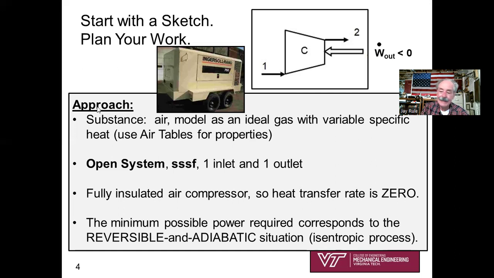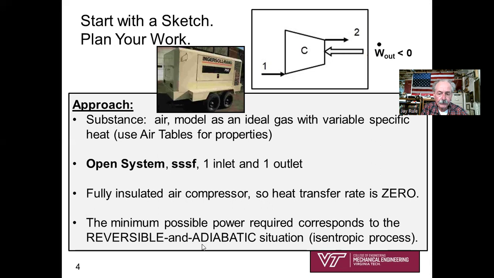So let's just write down things we know about this problem statement. Our substance is air, and we're going to model our air as an ideal gas, and this time with variable specific heat, because we expect the temperature change to be significant. We're going to use the air tables. We've got an open system, steady state, steady flow, 1 inlet, 1 outlet. The air compressor is going to be fully insulated, so the heat transfer rate is 0.